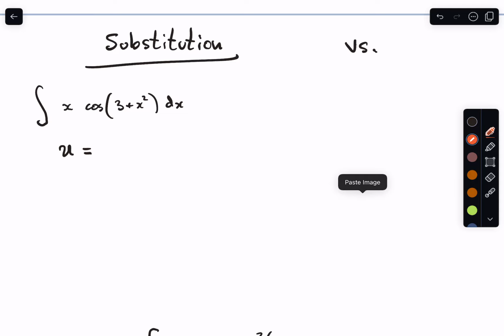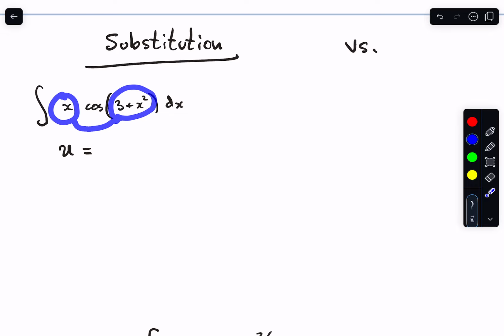All right, in this video, we'll review u-substitution and integration by parts, and we'll practice figuring out when you should use which of these strategies and when the other. So as a review, u-substitution is often used in a problem if part of the thing is close to the derivative of another part. So here, 3 plus x squared has the derivative 2x, which is very similar to this x, just off by a constant, which is okay.